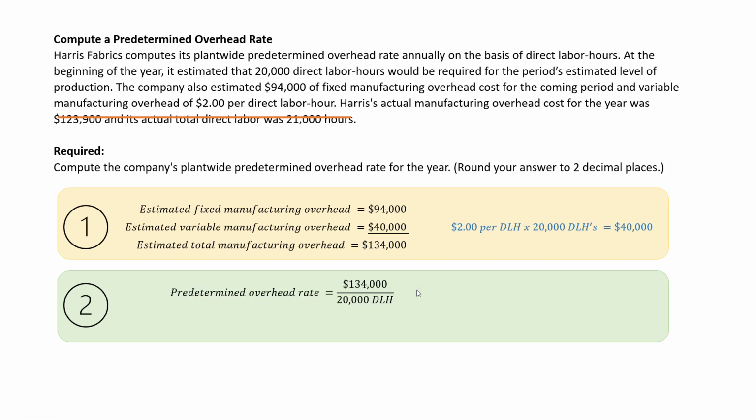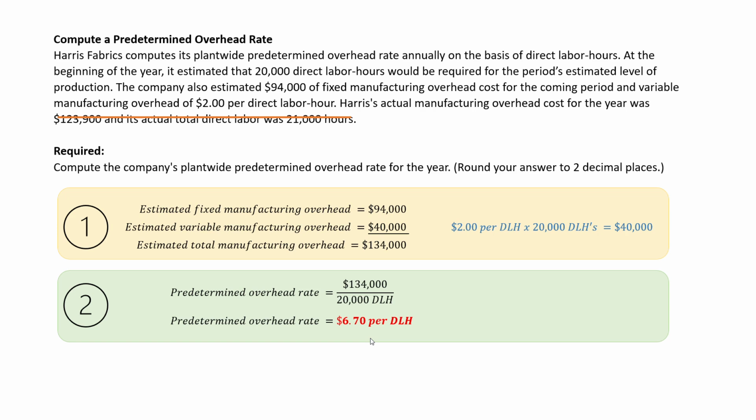Second major step here. Now that I have total estimated overhead, both fixed and variable, we're going to divide it by the estimated activity that we feel like is driving the overhead. Recall that's direct labor hours, and 20,000 direct labor hours. So if we divide that 20,000 direct labor hours into 134,000 estimated total overhead, how we're going to apply or assign our overhead throughout the year is using our predetermined overhead rate of $6.70 per direct labor hour. So if it's one direct labor hour, we would apply $6.70.